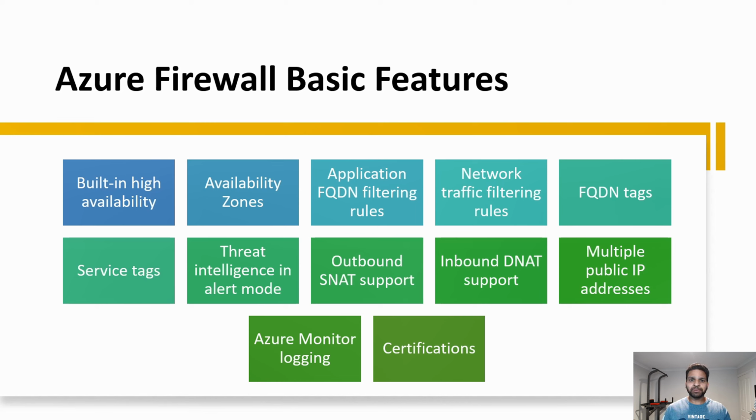Another feature is application FQDN filtering rules. FQDN is fully qualified domain name here. Azure Firewall Basic can restrict the outbound HTTP or HTTPS traffic based on the fully qualified domain names of the sites or the domain, where you can even use the wildcard to include all the subdomains.